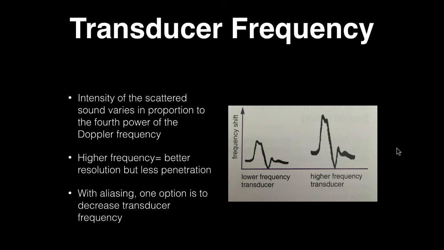But keep in mind that if you have aliasing, one of the options is to decrease transducer frequency. You can do that in addition to increasing the pulse repetition frequency.